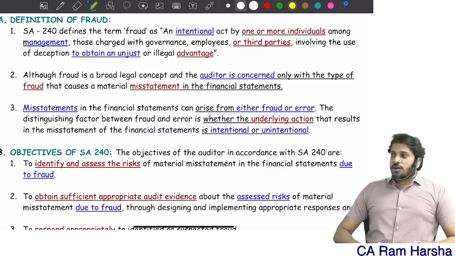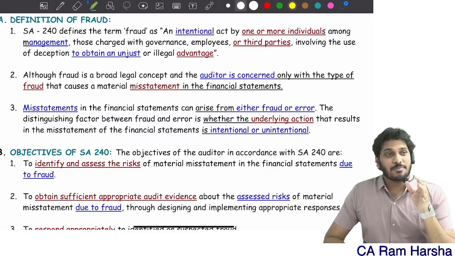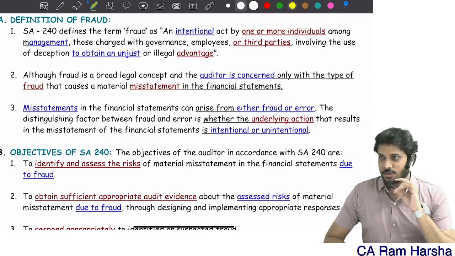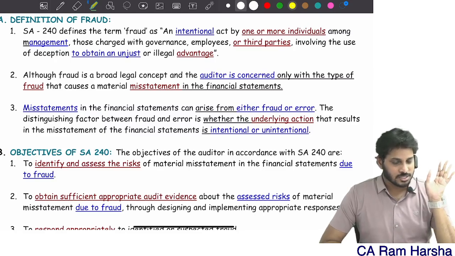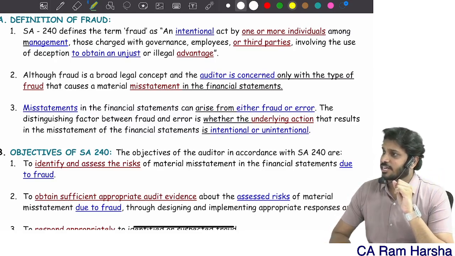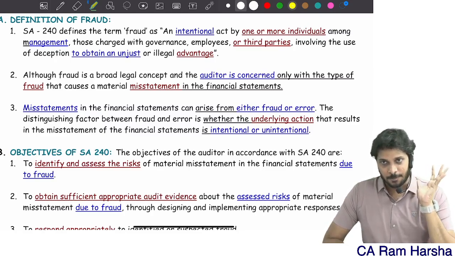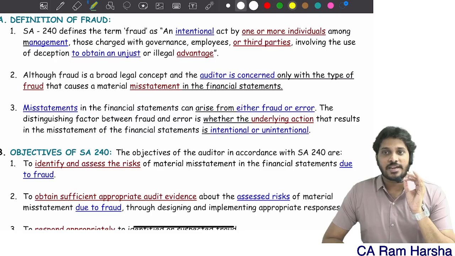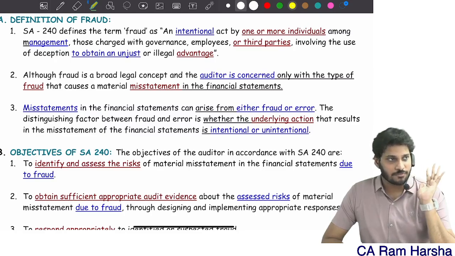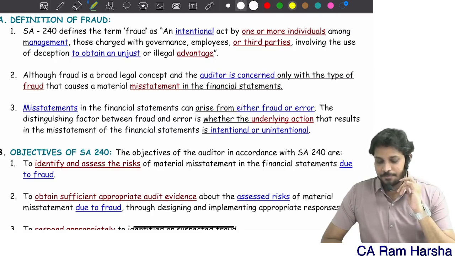So what is this SA 240 about? Fraud. We know very well misstatements can arise either from fraud or error. Intentionally a misstatement might happen in financials, or unintentionally a misstatement might arise in the financials. If misstatements arise intentionally, we call it fraud. If unintentionally, it is error. And fraud is again classified into two categories: fraudulent financial reporting and misappropriation of assets.